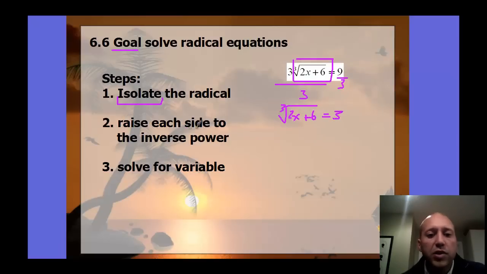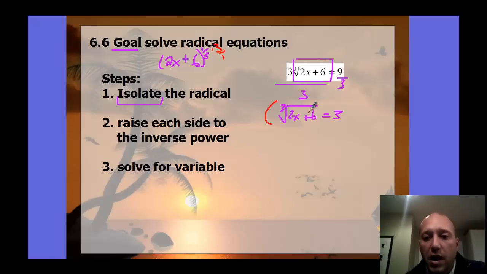Next one is going to raise each side to the inverse power. And I can show you how this works mathematically. So we have 2x plus 6 to the 1/3 power using our rational exponents. And so if we want to get rid of that rational exponent, we want to raise it to the inverse. The inverse of 1/3 is 3, or 3 over 1, because 3 over 1 times 1 over 3 is 1. So that undoes that exponent, so we just have an exponent of 1.